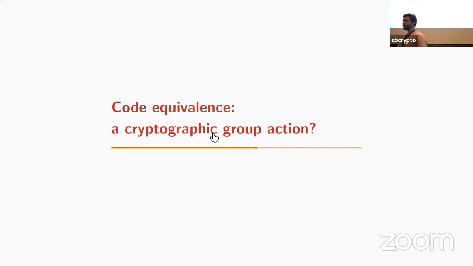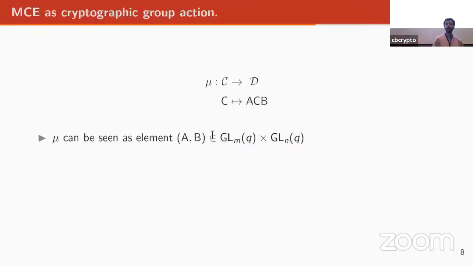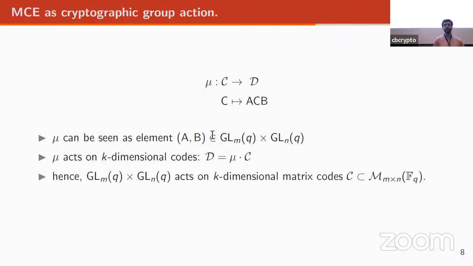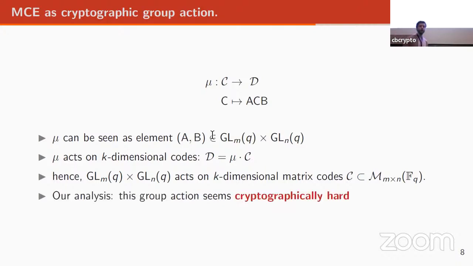Now, how are we going to use this in cryptography? Well, it's basically easy, right? We have a group action here. Mu maps C to ACB, and mu is just a pair of matrices, so we could say that it acts on these codes. This group of matrices acts on the set of k-dimensional matrix codes, and so this is a group action. And we think it's cryptographically hard, as we have this analysis, which makes it a cryptographic group action.